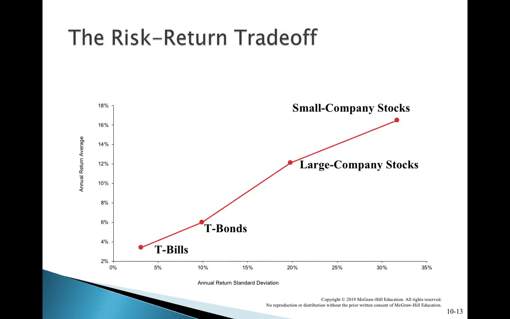You can put the risk and return in a graph and you can find the risk-return trade-off. You can see the return of T-bills is lowest, and the risk is also lowest. Next is bonds. The return is low and the risk is also low. Large cap stocks, return is a little higher, risk is also comparatively higher. Small cap stocks, return is the highest, risk is also highest. So high risk, high return; low risk, low return.